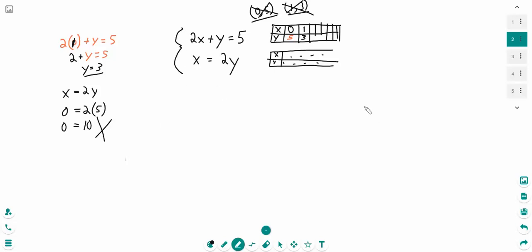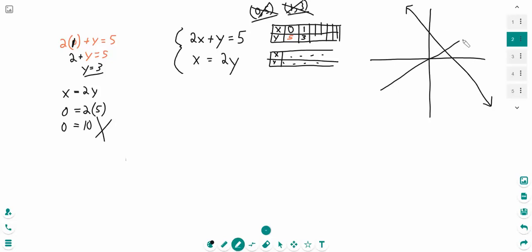Another way to think about this, and you will learn this later on as well, but it's not bad to have a picture of what's going on here. If you think about graphing these equations, if we have a graph, and we won't bother actually plugging these in, but let's say the first equation is doing something like this. So let's say that's our line for the first equation. And then for our second equation, x is equal to 2y, well, that's going to look something like this, let's just say.